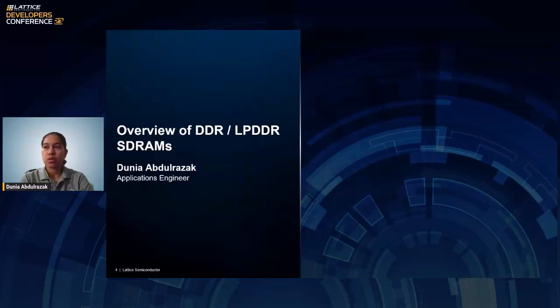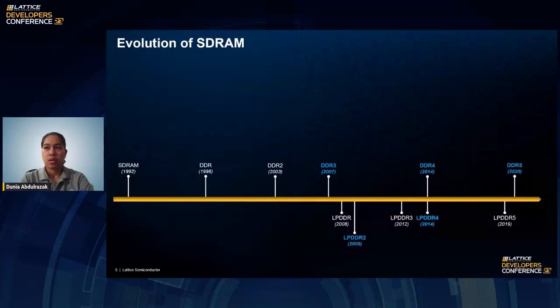Let's kick things off with an overview of DDR and LPDDR memory devices. SDRAM, which stands for Synchronous Dynamic Random Access Memory, was first introduced in 1992 and clocked 1 word of data per clock cycle, typically on the rising edge. In 1998, Double Data Rate, or DDR SDRAM, was introduced. This allowed data to be clocked on both the rising and falling edges of the clock. 10 years later, the first low-power version of DDR SDRAM was introduced in 2008.